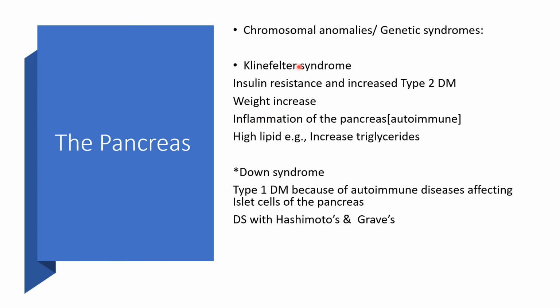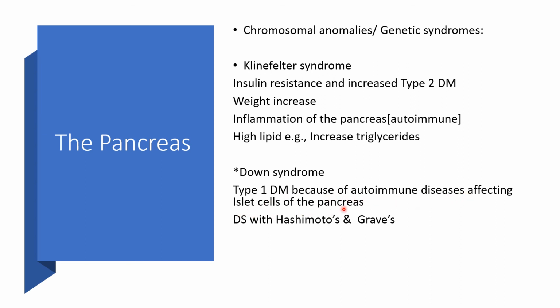There may be inflammation of the pancreas in Klinefelter syndrome caused by autoimmunity, and they may have high lipids. For example, they can have high triglycerides. Of course, someone with increased weight, you expect high lipids, right? And remember, high triglycerides will lead to pancreatic destruction, okay? Pancreatitis. In Down syndrome, they may come down with type 1 diabetes mellitus because of autoimmune diseases affecting the islet cells of the pancreas.